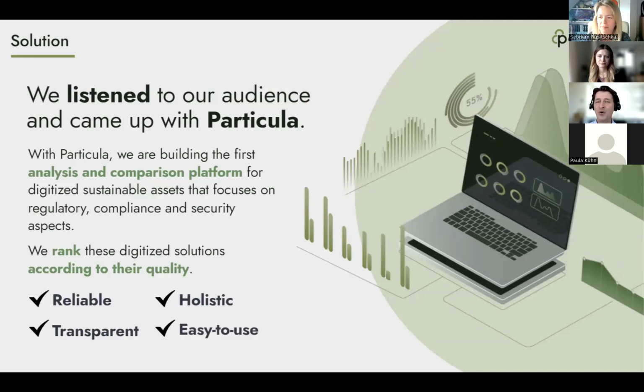And that was actually the birth hour of Particula, if you want it that way, because we said there is no go-to place for corporates or individuals to really get that full 360-degree view from all angles. You can find project-specific information, but there is really no company that we've identified so far that would also cover aspects like regulation, compliance, security.